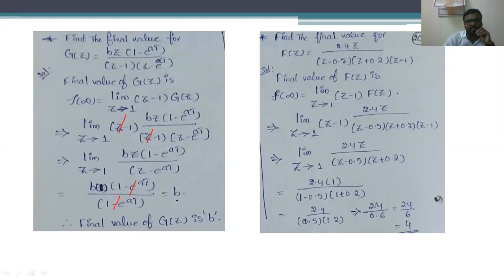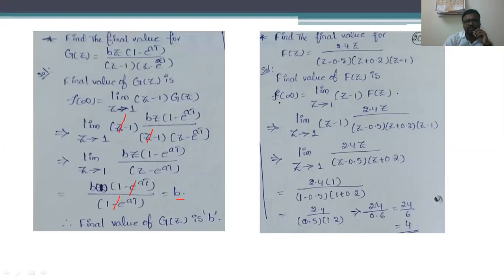We are just getting the value of the final value theorem of the function g of z. In a similar fashion, let us discuss this problem also. Find the final value for the function f of z is equal to 2.4 into z divided by z minus 0.5 into z plus 0.2 into z minus 1.